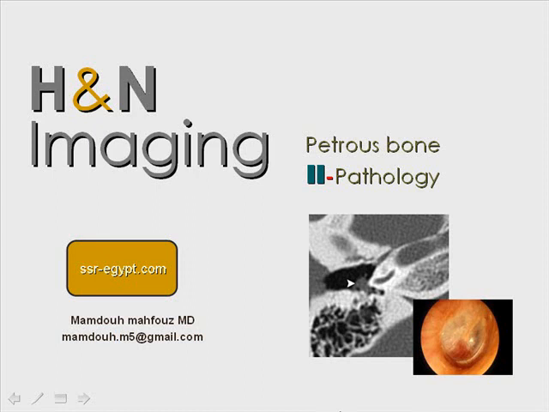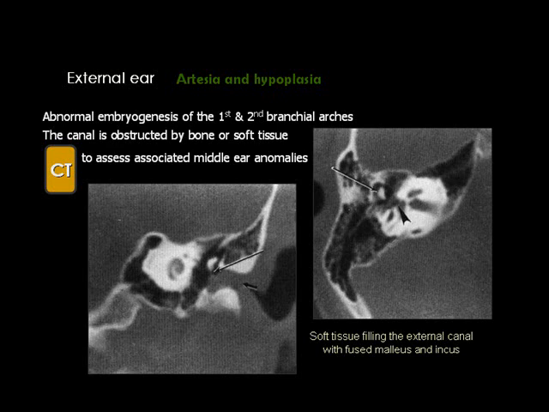Actually, if you know perfectly the anatomy, the pathology will be very easy of the petrous bone. Then we start, as we started by the anatomy of the external ear, we started by the pathology of the external ear, and we have two major issues. The first one is the atresia or hypoplasia of the external auditory canal, and the second one is malignant otitis externa, which is the inflammatory process of the external auditory canal.